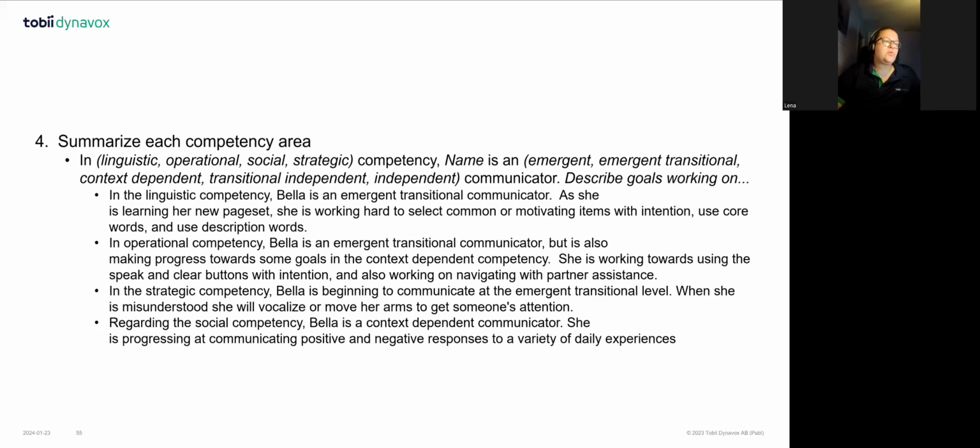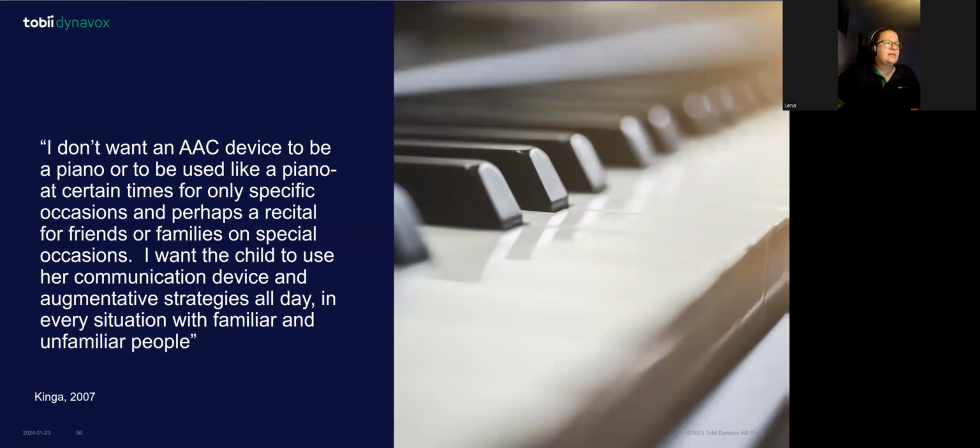And I'd love to finish it all with a quote that is very close to me: "I don't want an AAC device to be a piano or to be used like a piano at certain times for only specific occasions and perhaps a recital for friends or families on a special occasion. I want the child to use their communication device and augmentative strategies all day in every situation with familiar and unfamiliar people," by Kinger 2007.